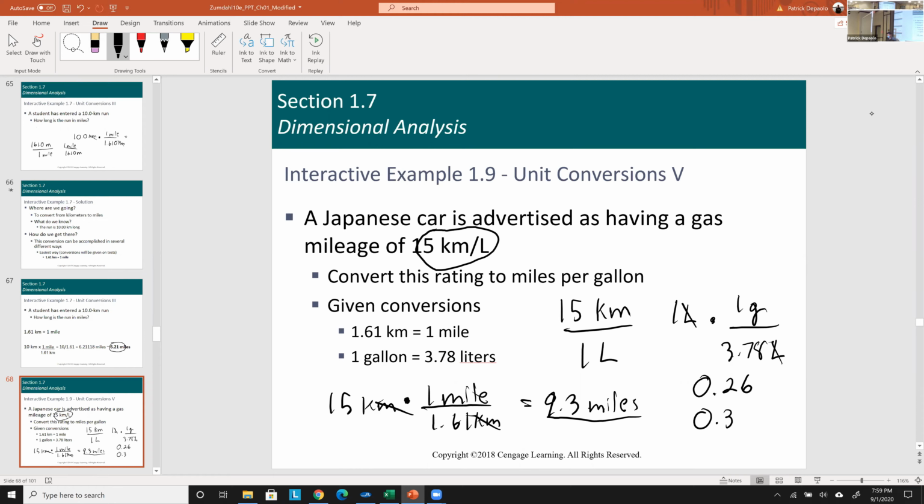So we're going to divide our miles, our 9.3, by our gallons, our 0.3. So 9.3 divided by 0.3 equals 31. That's pretty good, solid. 31 mpg.